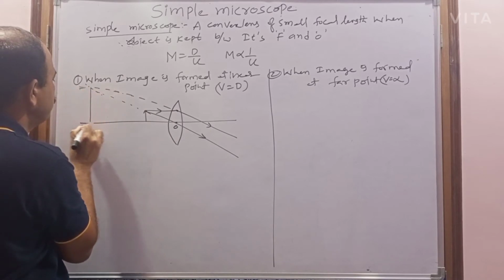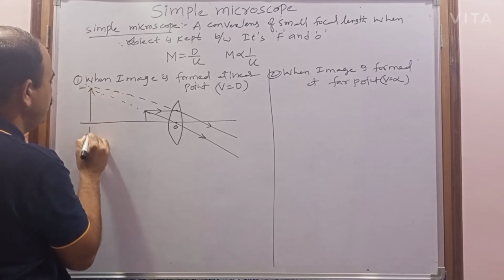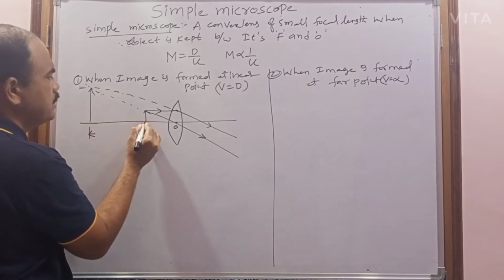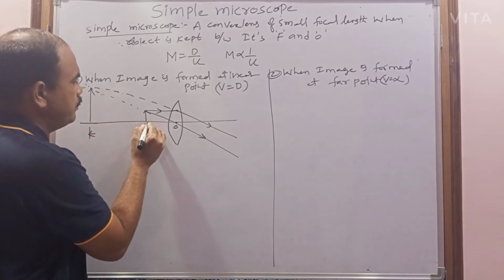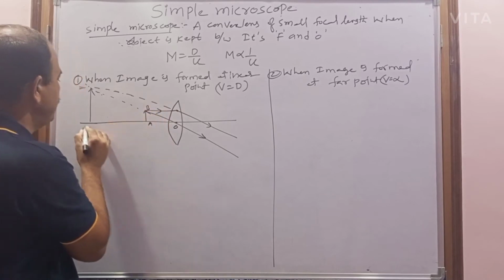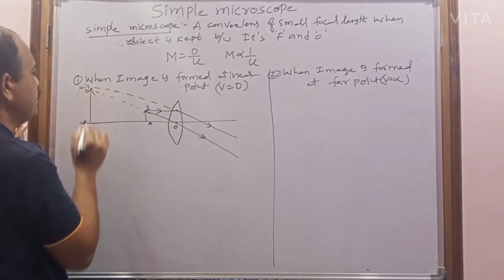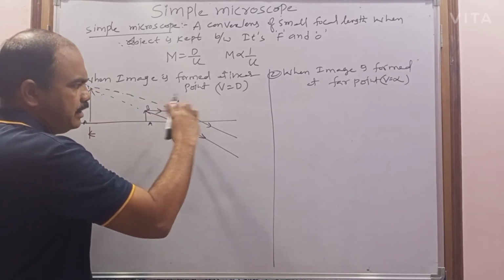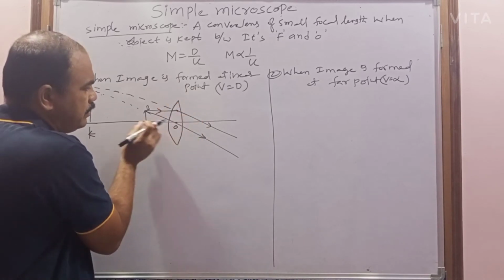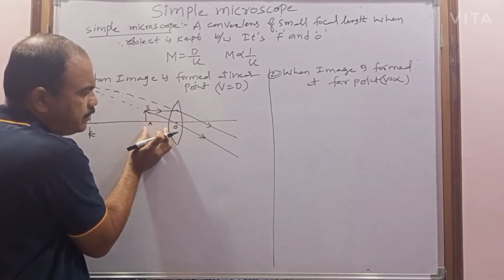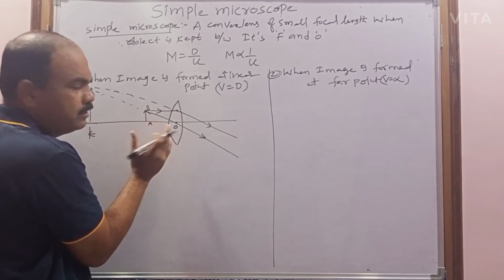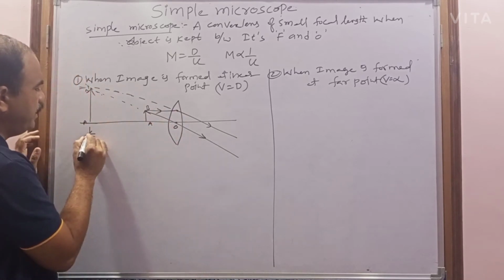So now here the image is formed. So this is the image and this is the object. This is object AB, and this is the image A'B'. By adjusting this convex lens, the object distance also changes. That's why the image is formed at the near point.